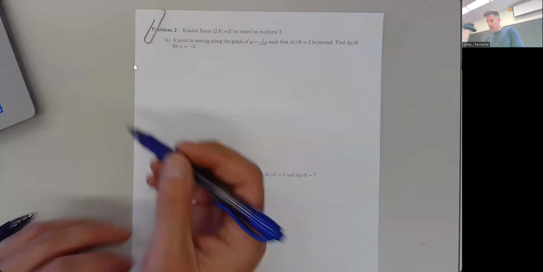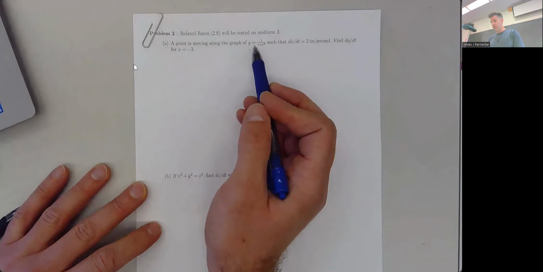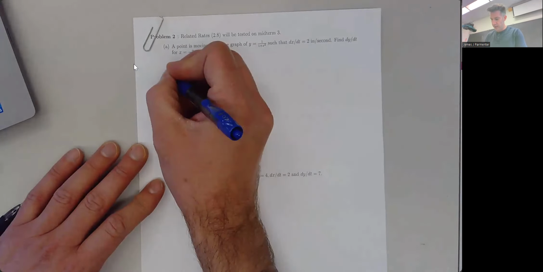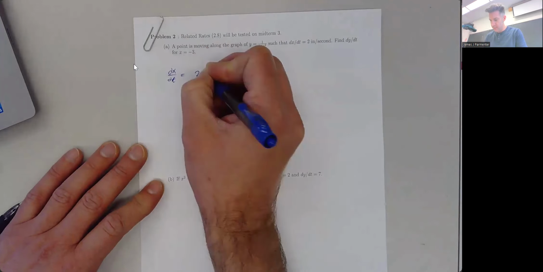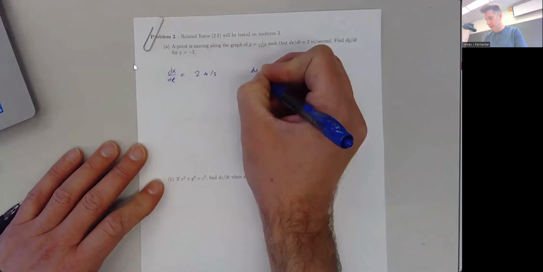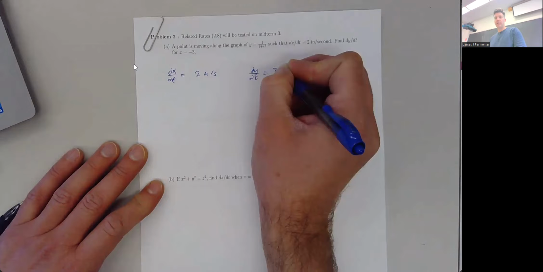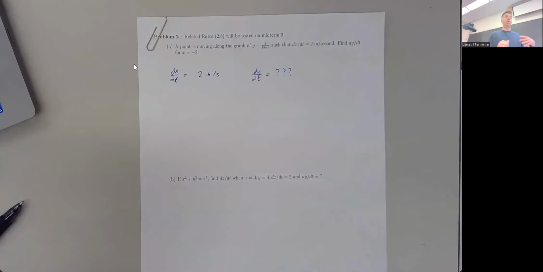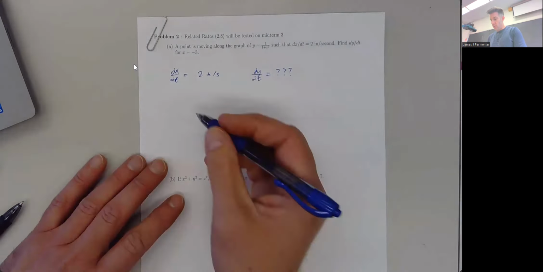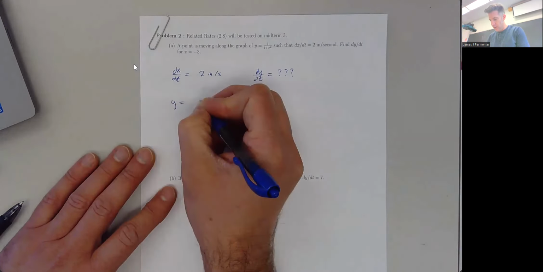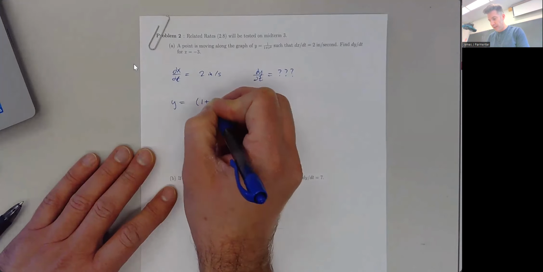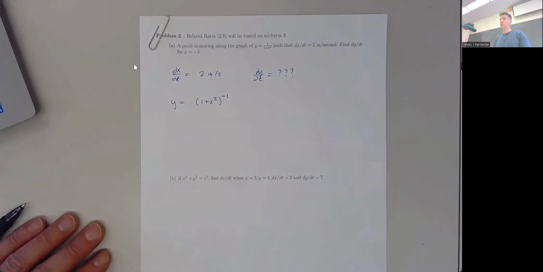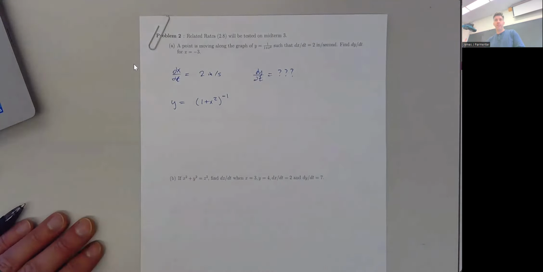So the point is moving along the graph of y equals 1 over 1 plus x squared. We're given that dx/dt is 2 inches per second, which I'm going to write down again. And we're asked to find dy/dt. I always think it's a good idea to write down the things you know, the thing you know is changing, and the thing you want to know. And then we're given that y equals, I might rewrite it as (1 plus x squared) to the negative 1, personally. But we can do it the other way as well.